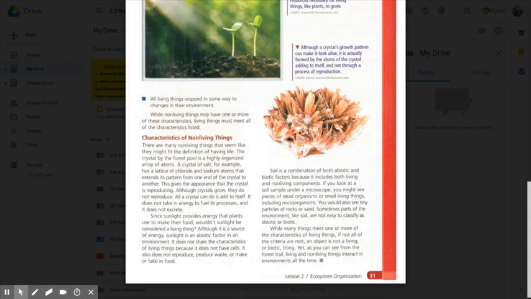Sometimes parts of the environment, like soil, are not easy to classify as abiotic or biotic. While many things meet one or more of the characteristics of living things, if not all of the criteria are met, an object is not a living or biotic thing. Yet, you can see from the forest trail, living and non-living things interact in environments all the time.